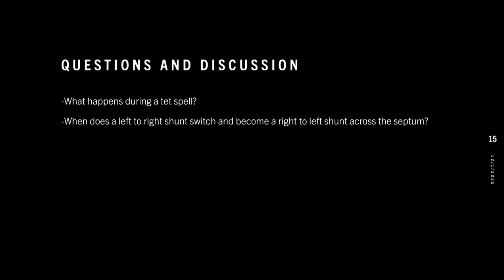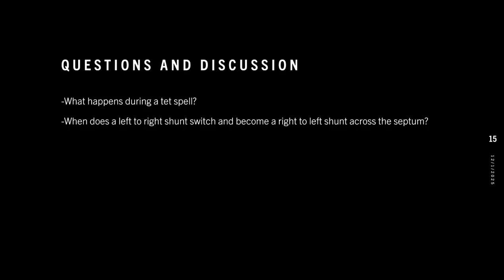So questions and discussions. I have 2 questions here that I'm going to read out loud, and then we're going to discuss them. So what happens during a TET spell? During a TET spell, it becomes harder for the heart to pump blood into the lungs. This means that the oxygen-poor blood from the right ventricle will instead travel an easy route through the ventricle septal defect, which is the VSD, and into the left side of the heart, where it is pumped out to the brain and the body.